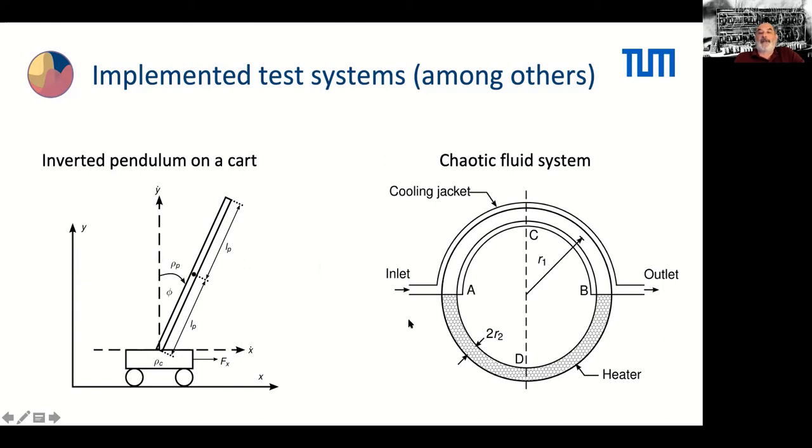And the other one here, this is a chaotic problem on the right-hand side. It's kind of a liquid that is flowing through this circle here. The lower part is heated, the upper part is cooled. And we would like to have a constant flow of liquid going through this thing. And just by heating and by cooling, it generates all sorts of turbulences and trouble for the flow. And this needs to be controlled as well. And here the feature is that this problem leads to chaotic behavior at times. So it's a particularly nasty problem for control engineering tasks.